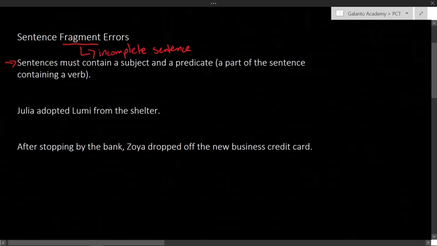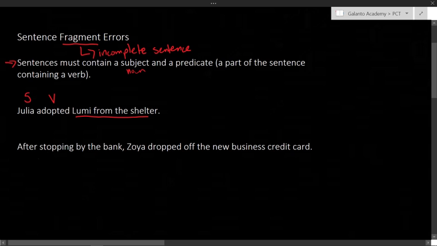So this is just a reminder, sentences must contain a subject and a predicate. A subject would be a noun or words acting as a noun, and a predicate is just a fancy way to say a part of the verb, or part of the sentence that contains the verb that tells us what the noun is doing. So if we're just looking at our subjects and our verbs here, our subject is Julia. Julia adopted Lumi from the shelter. So adopted is our verb, and this is part of our predicate, that part where it's with the verb and tells us what the subject's doing.